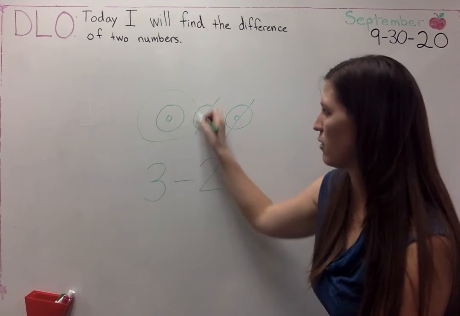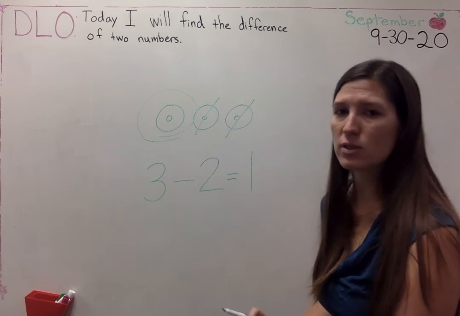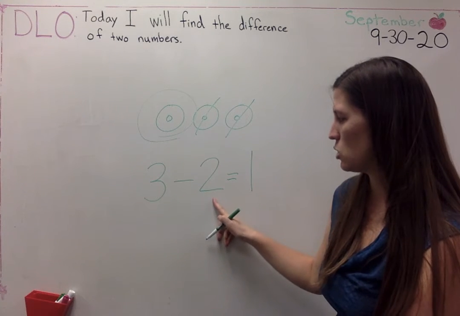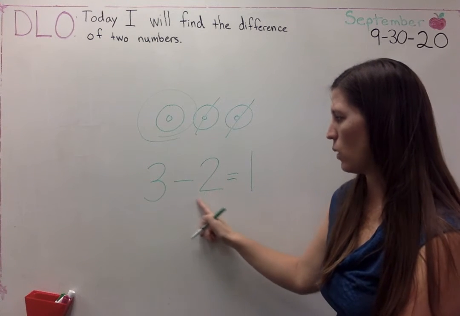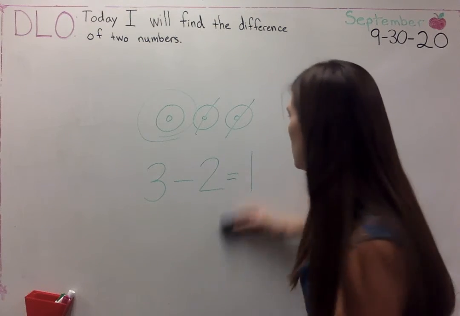How many are left? 1. 1 donut left. Let's read our equation. 3 minus 2 equals 1. I had 3, I took away 2, and my difference is 1. Erase, erase, erase.